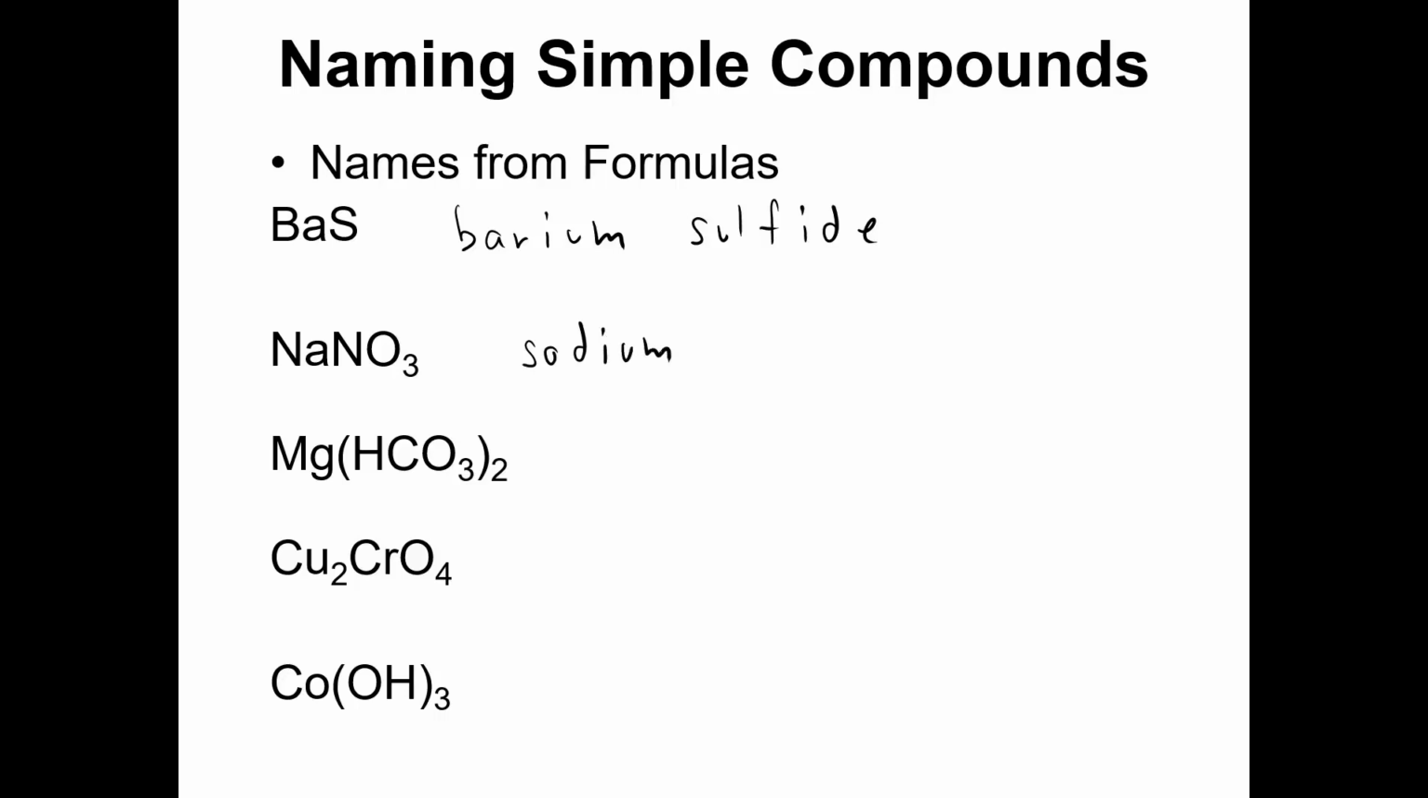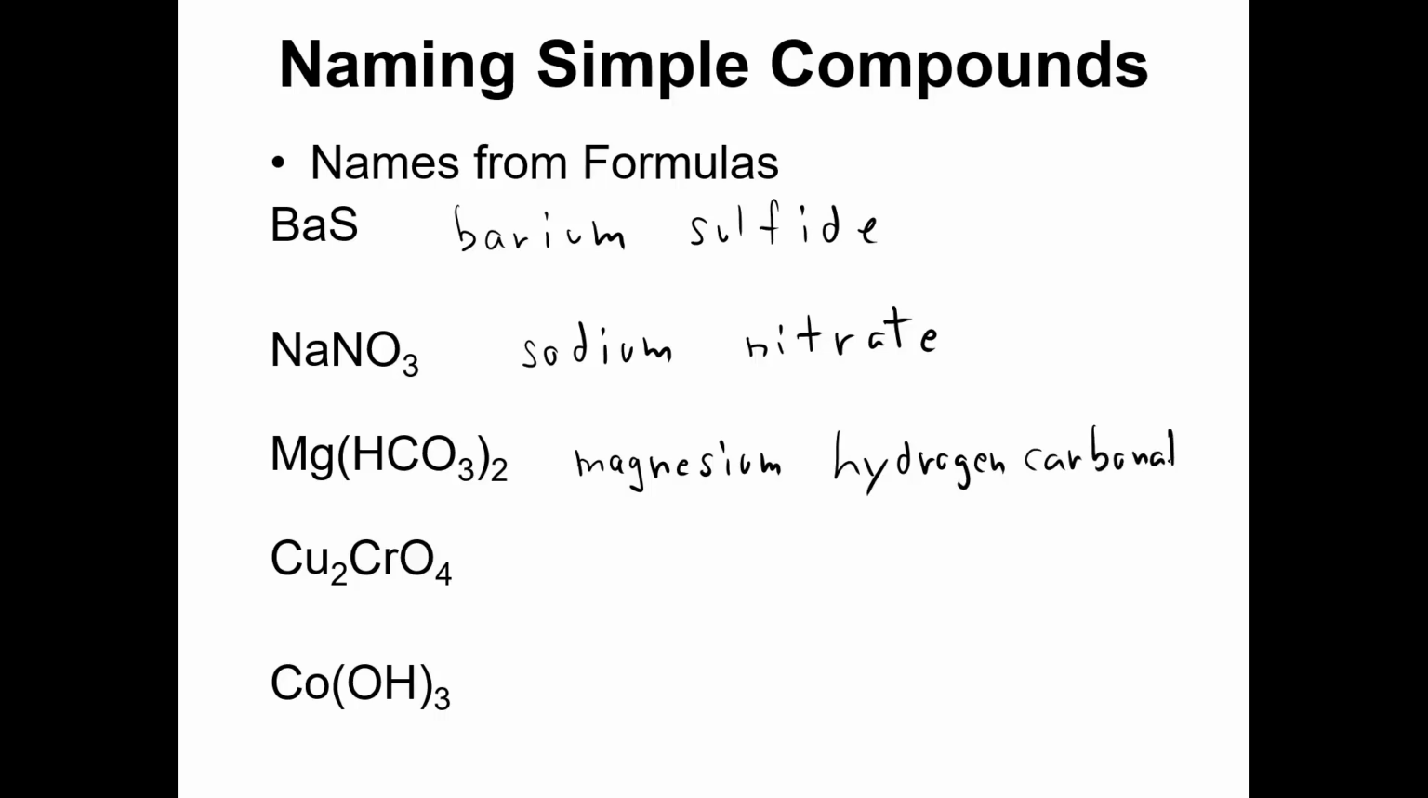NO3 has to be a polyatomic ion. Remember what it is? It's nitrate. Magnesium. Oh, what is HCO3? Go look it up real quick. No, I know what it is. It's hydrogen carbonate. Sometimes you will still see it called bicarbonate, hydrogen carbonate.